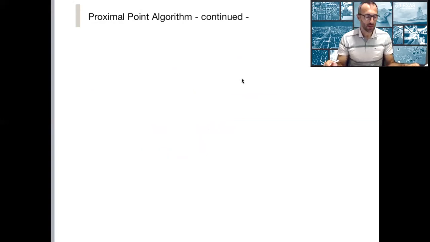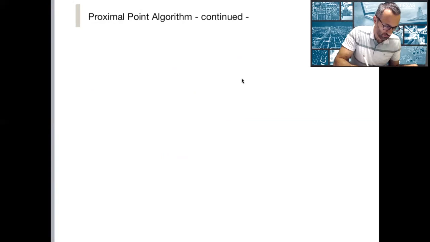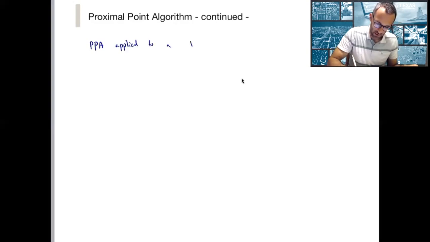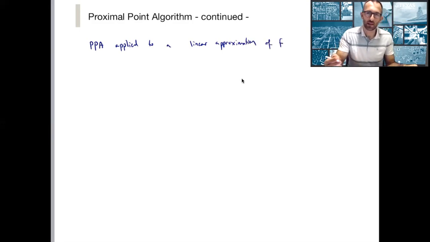Okay, so our proximal point algorithm. One thing that we can observe right away is that the proximal point algorithm applied to a linear approximation of f just gives us back gradient descent.